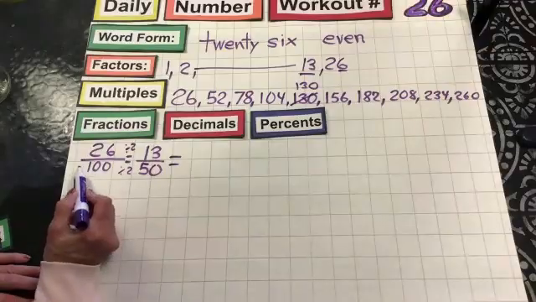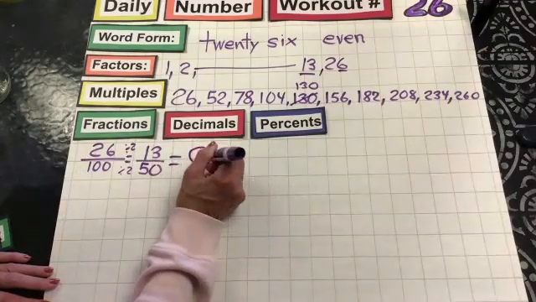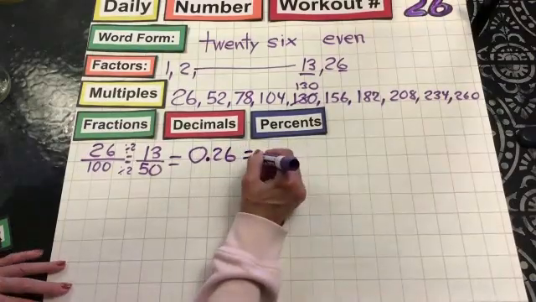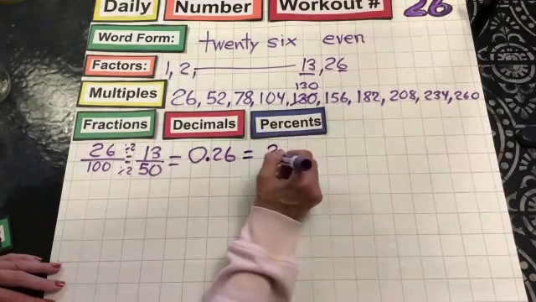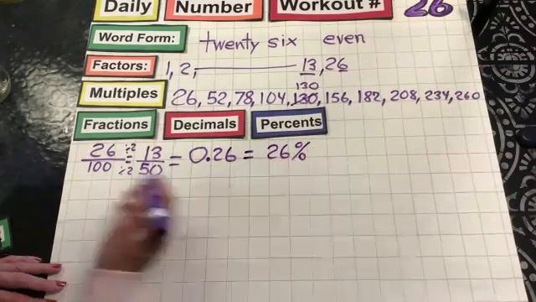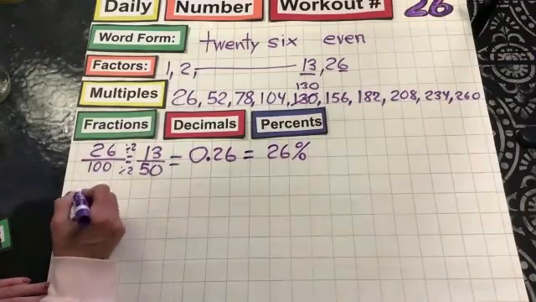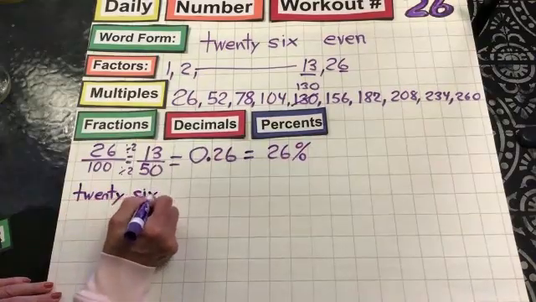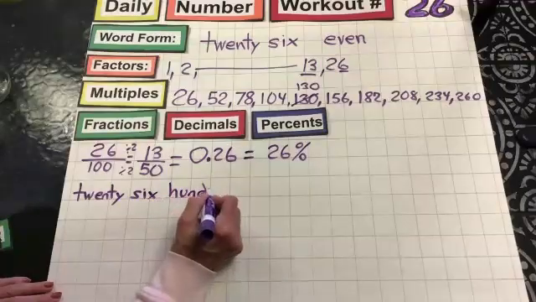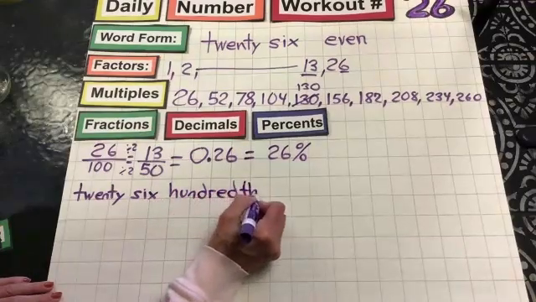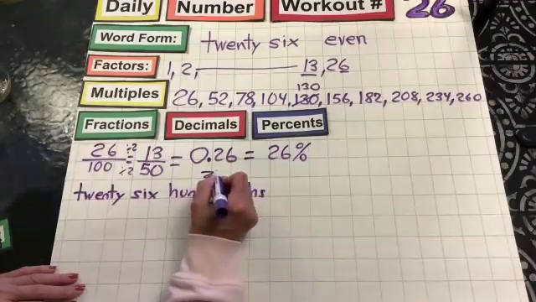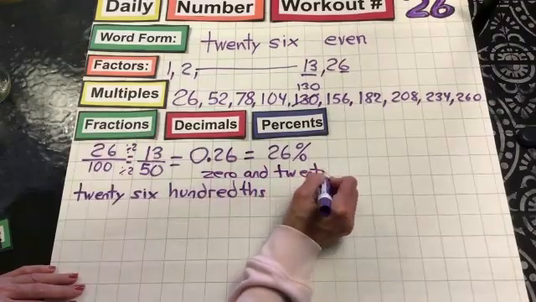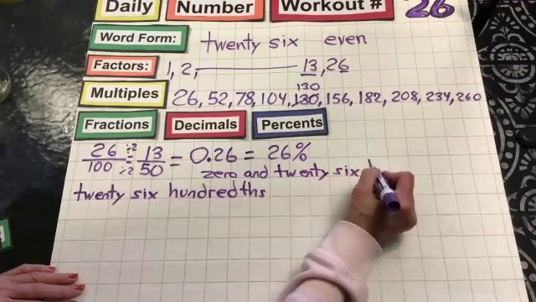All right, to do our decimal, we go back to hundredths, and that would be 0 and 26 hundredths, and make that decimal nice, fat, and juicy. Here we go with our percents. That would be 26%. Now let's go ahead and write this out. This would be 26 hundredths, with that THS. And this would be 0 and 26 hundredths.